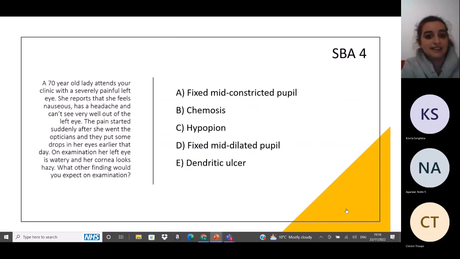All right, so next SBA. A 70-year-old lady attends your clinic with a severely painful left eye. She reports that she feels nauseous, she has a headache, and she can't see very well out of her left eye. The pain started suddenly after she went to the opticians and they put some drops in her eyes earlier that day. On examination, her left eye is watery, her cornea looks hazy. What other finding would you expect to find on examination? Is it a mid-constricted pupil, chemosis, hypopyon, fixed mid-dilated pupil, or a dendritic ulcer?